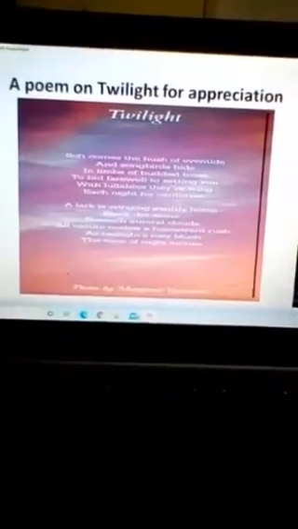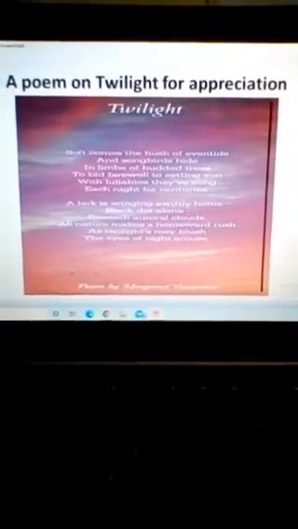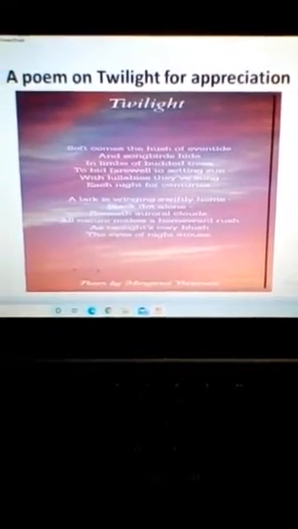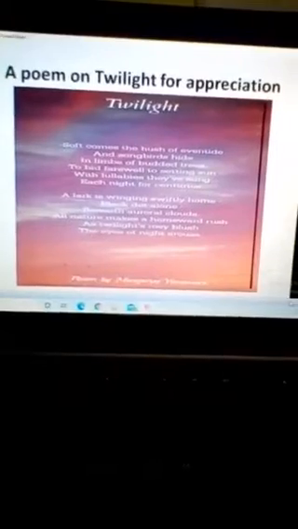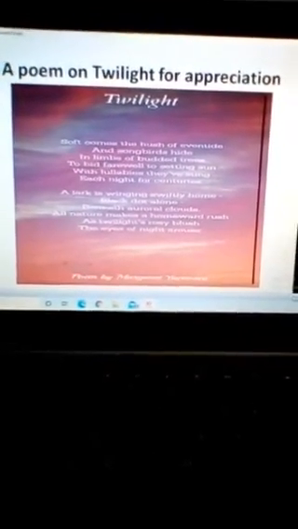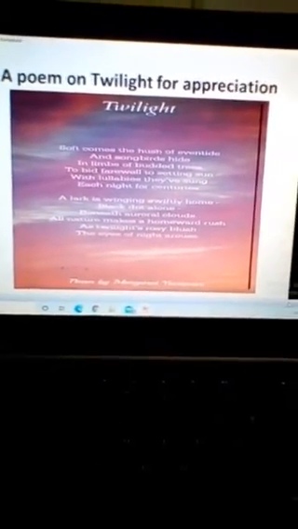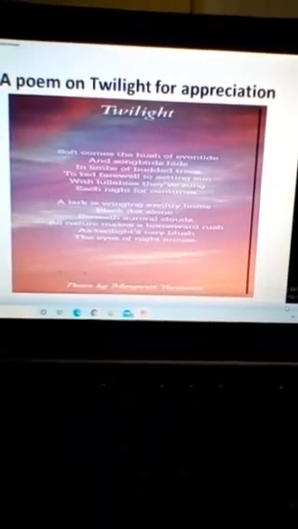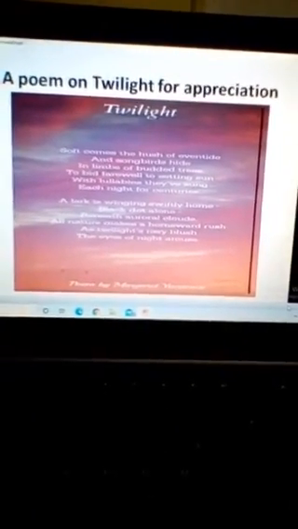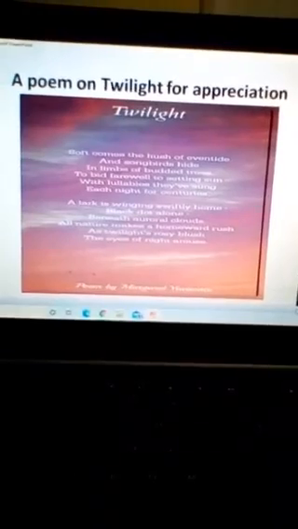I also found a very beautiful poem on twilight, and if you read this, it will really enhance your vocabulary and the information on what the term twilight means. Although we'll be doing it in the next class in detail, if you read it beforehand, it will be better for you.